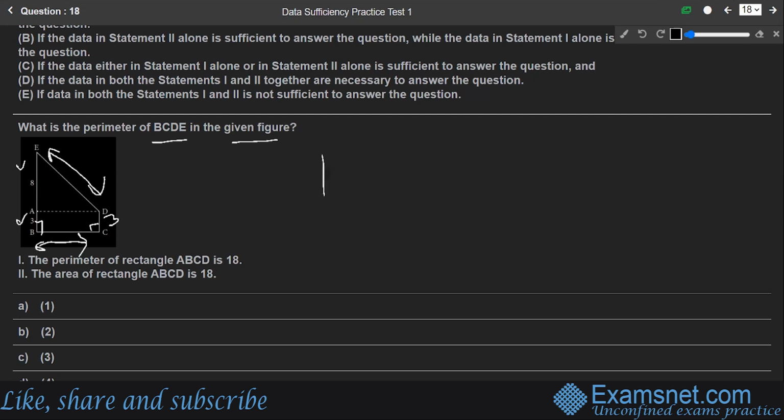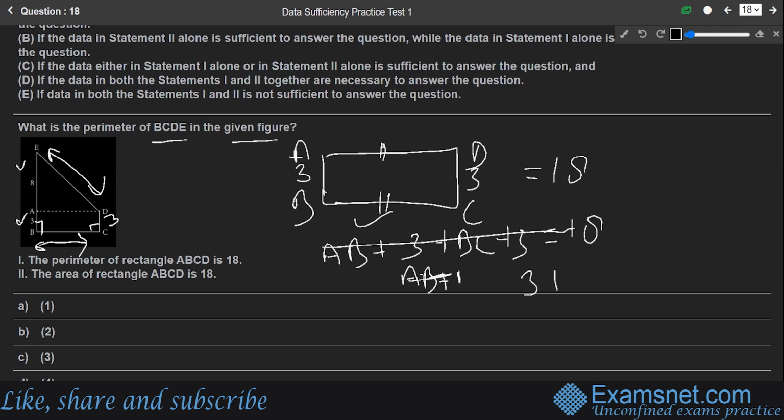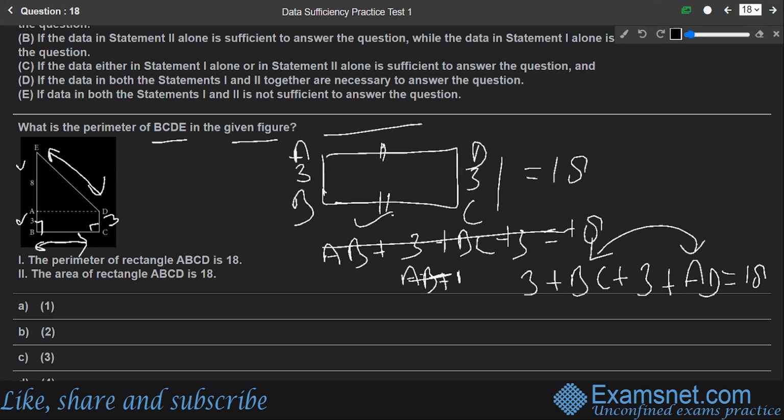We can redraw ABCD here also. The perimeter is given as 18, where we already know that AB is 3 and CD is 3. BC and AD will be the same because it is a rectangle, opposite sides are equal. So we can write AB, that is 3, plus BC, plus CD, again 3, plus AD, and that sum is equal to 18. But BC and AD are the same, so BC plus AD is equal to 18 minus 6, that is 12.